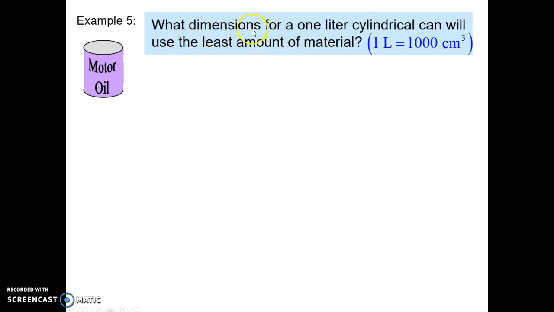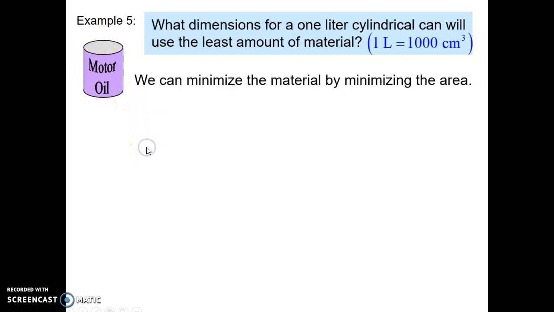And they're also asking me for the least amount of material. Least amount, smallest amount, minimum value. So this is an optimization problem because of what they're asking me for. But it's not really that clear what they're actually asking me for. The least amount of material, what does that mean? It means I want to know what's the least amount of the surface area of this can.